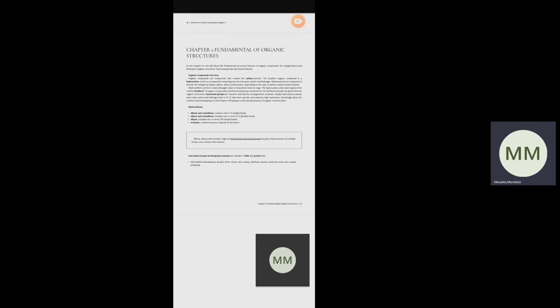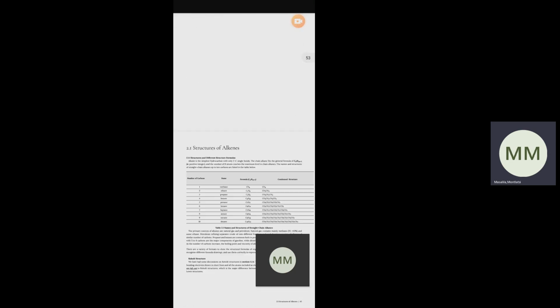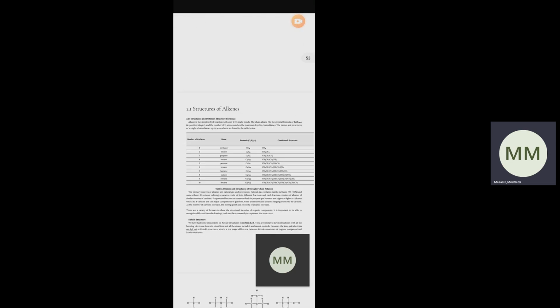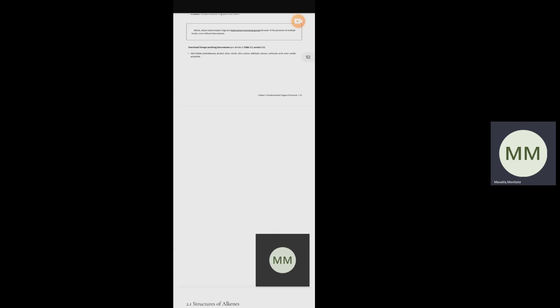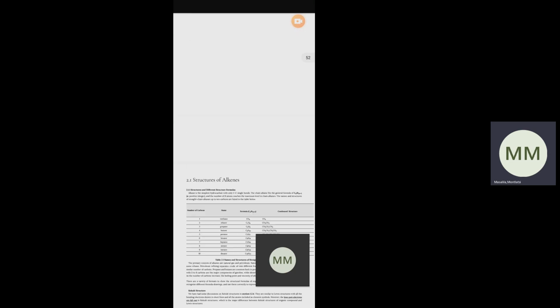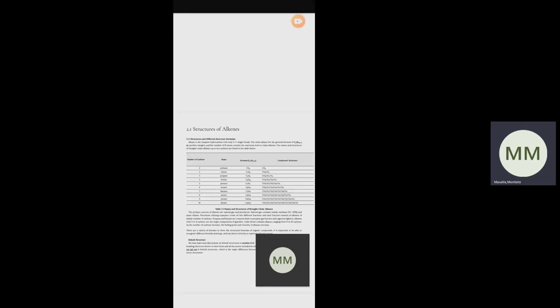The alkane, alkyne, and aromatic rings are hydrocarbons and functional groups because of the presence of multiple bonds, even without heteroatoms. These compounds can sometimes appear without having heteroatoms. Heteroatoms are atoms apart from carbon and hydrogen. Most commonly we have nitrogen, which makes an amide, and we have oxygen.